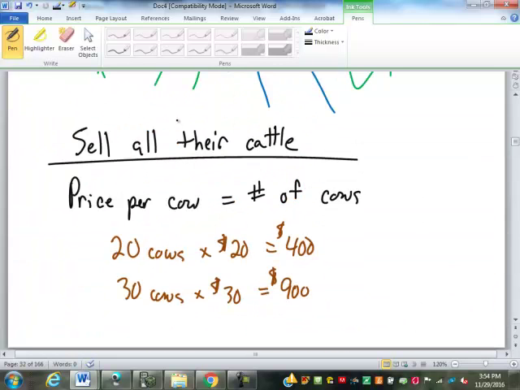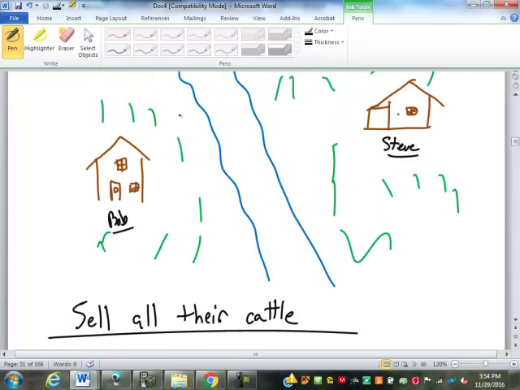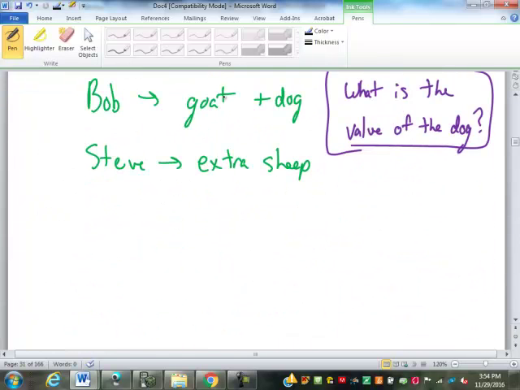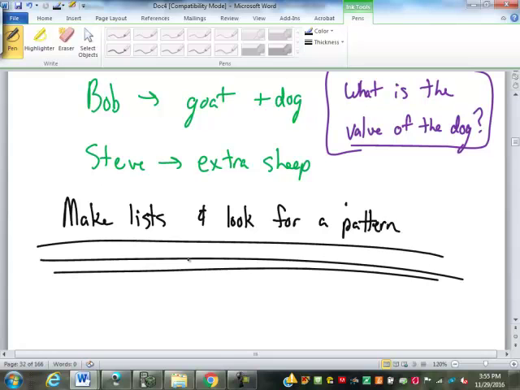Anybody think they're even going to try that one? They'll try it? I will give you one hint. It's a big hint. Make lists and look for patterns. Look for a pattern. It's one of those, once you see the pattern, the answer is really, really simple.